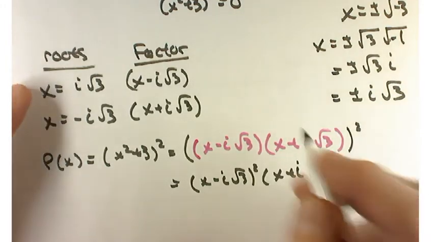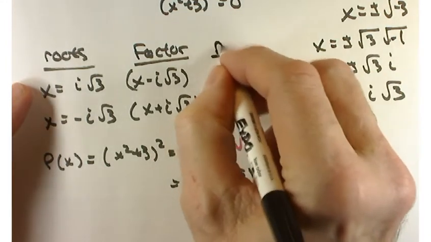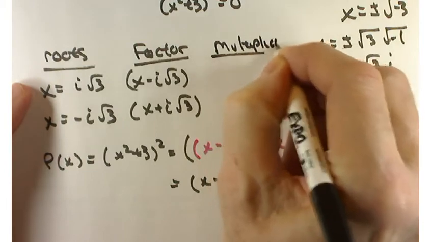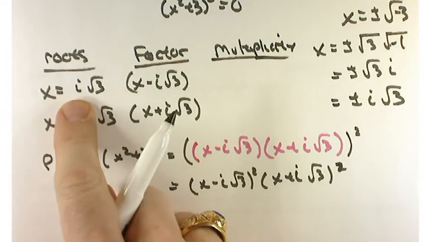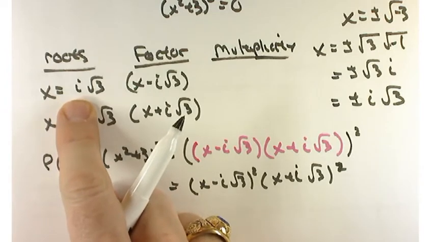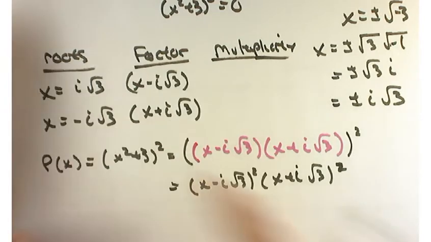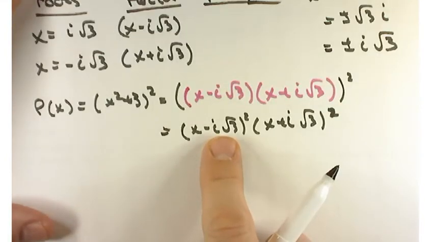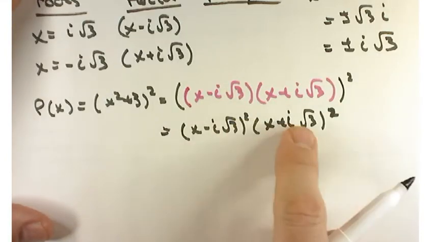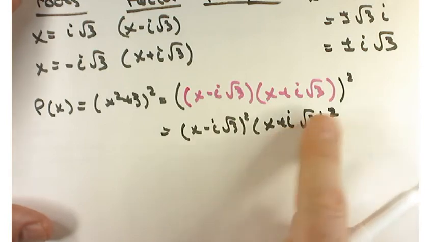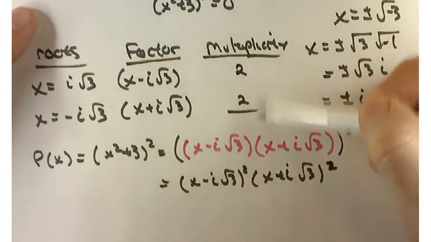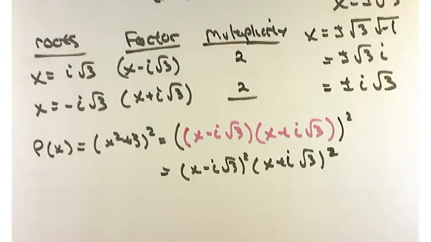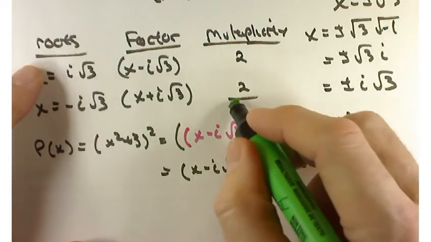Let's take a look at one last thing here. The multiplicity. How many times does i times the square root of 3 occur as a root? Twice, right? And then negative i times the square root of 3 also occurs as a root twice. If you add up the roots and their multiplicities, what do we get? 4. And why is 4 reassuring here? Why is that a reassuring total?